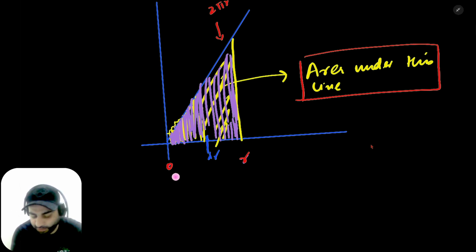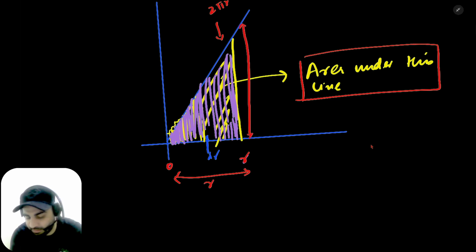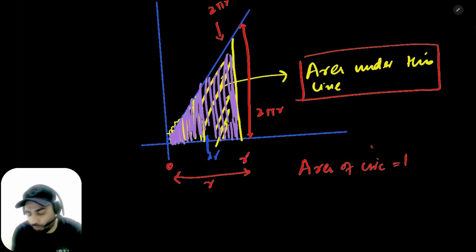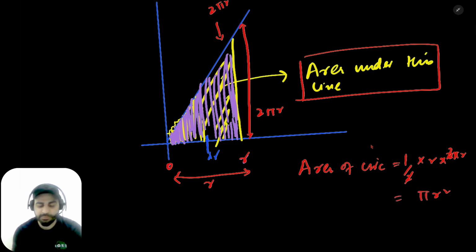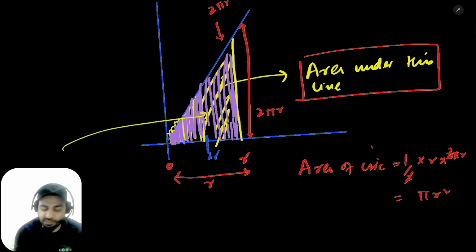Here to here the length is basically r, and here to here, if you want to find the height, this is just 2 pi r. Then the area of the circle is 1 by 2, this is the base, that's r, into the height, that's 2 pi r. The 2 gets cancelled, and this is pi r square. This over here is called integration.